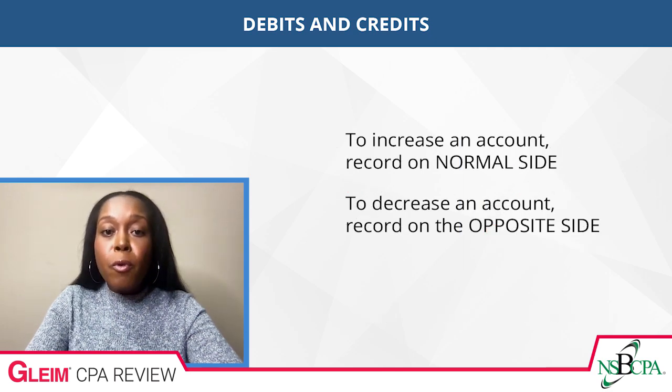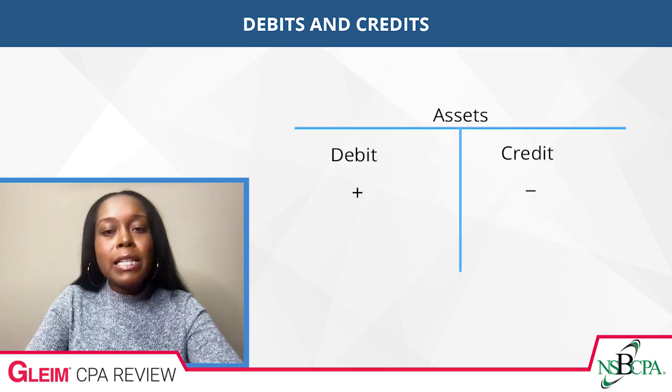Once you know the normal balance on each side of the account, then you can follow the rules. To make an account increase, you record the transaction on the normal balance side. To make an account decrease or go down, you show the transaction on the opposite side or the not normal side. For example, let's go over the rules for assets.